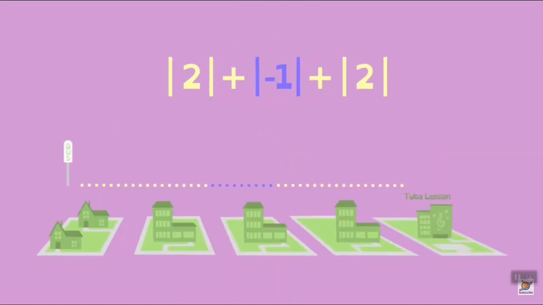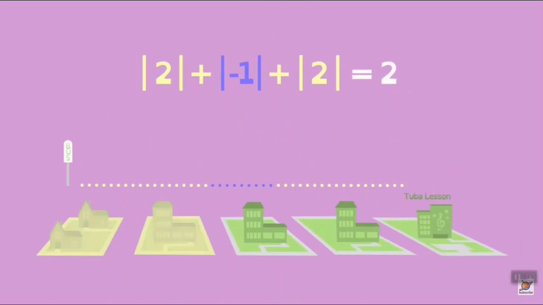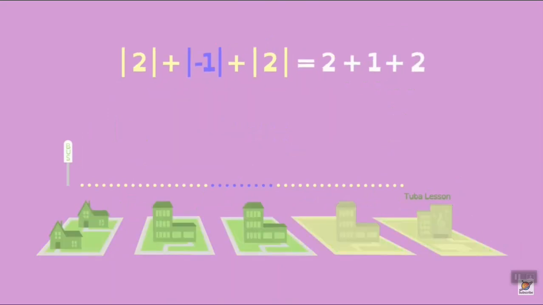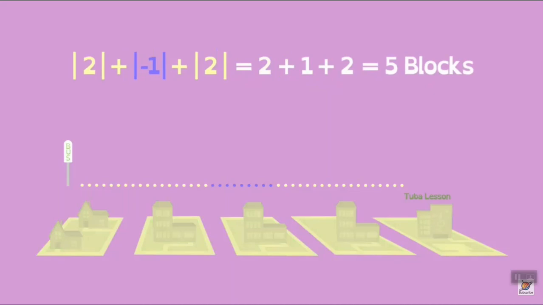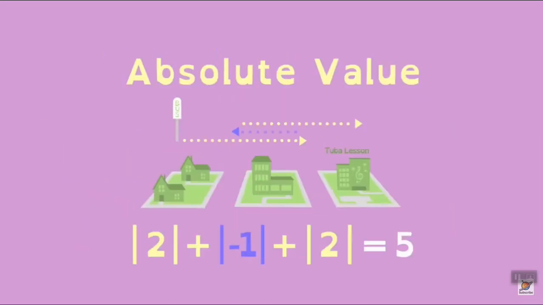Absolute value shows us how much she actually walked. 2 blocks forward, plus 1 block back, plus 2 blocks forward, for a total of 5 blocks. Phew! Absolute value can help us calculate distance and solve math problems.